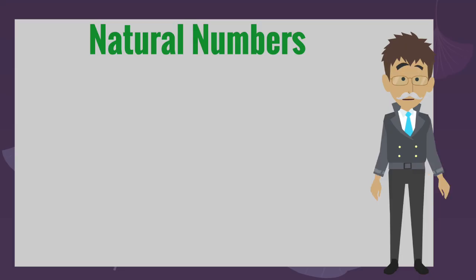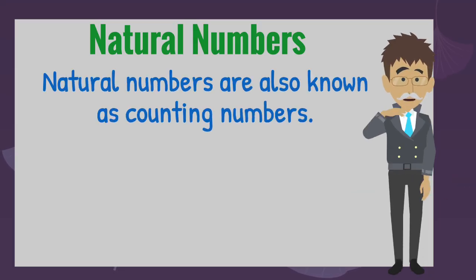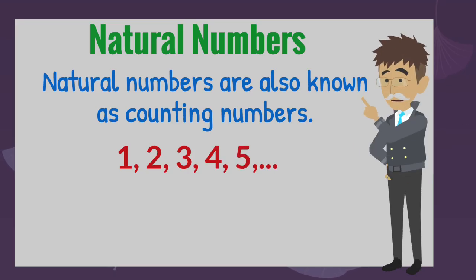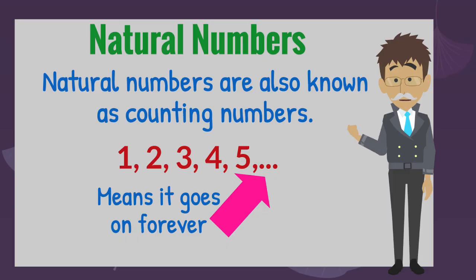Natural numbers. Natural numbers are also known as counting numbers. They are 1, 2, 3, 4, 5, and so on. Natural numbers start at 1 and go on forever. They do not include 0, negatives, fractions, or decimals.